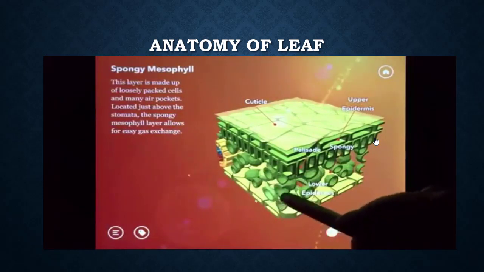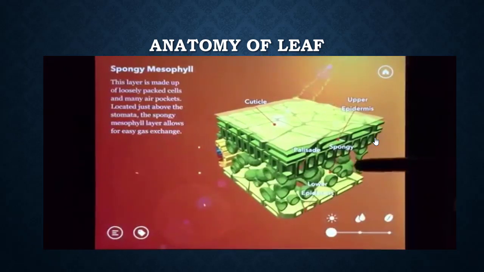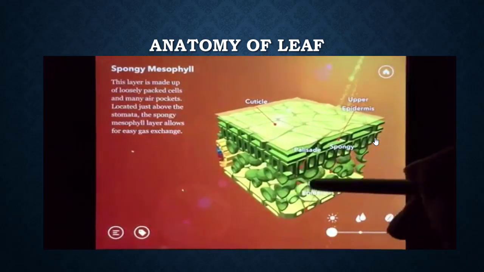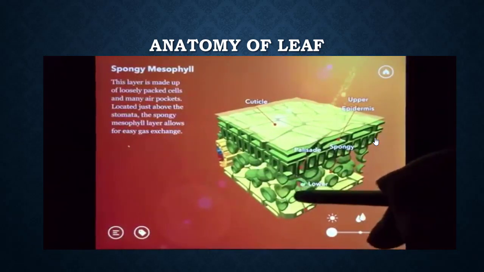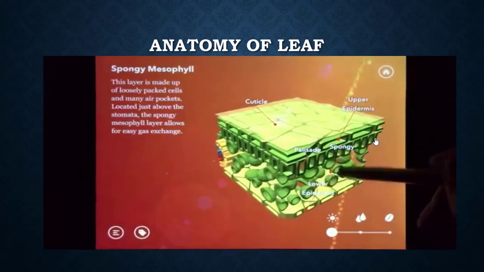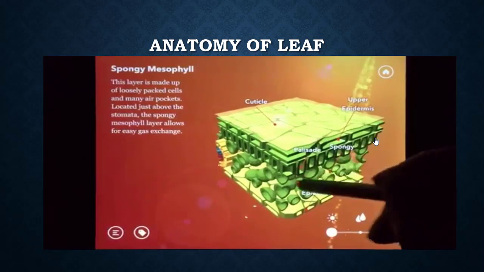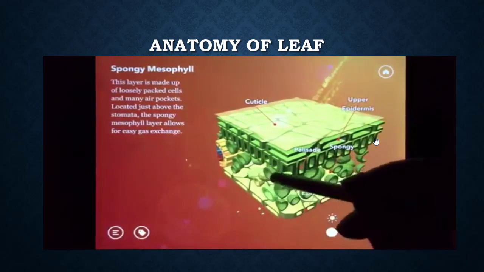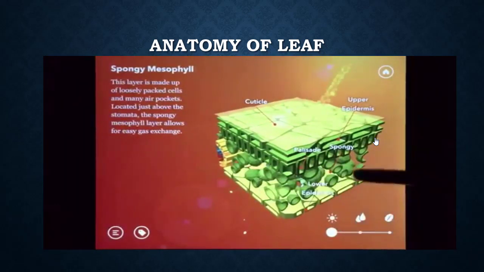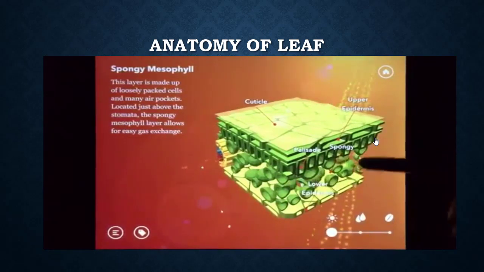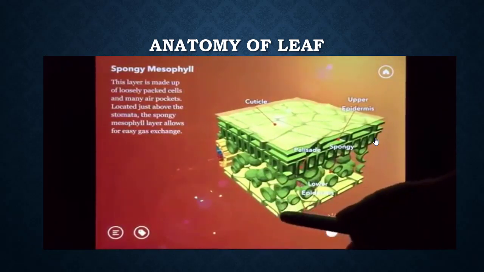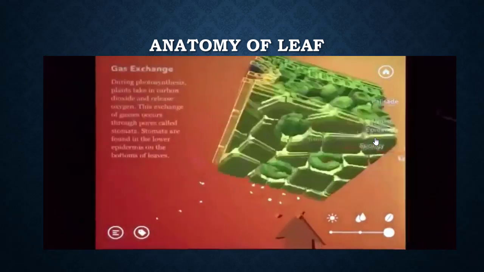Okay, now the spongy mesophyll. The layer is made up of loosely packed cells and many air pockets located just above the stomata. The spongy mesophyll layer allows for easy gas exchange. What is the gas exchange basically? Yes, you know about carbon dioxide and oxygen. When carbon dioxide is used, it is exchanged in the layer after the photosynthesis process and oxygen is passed out.